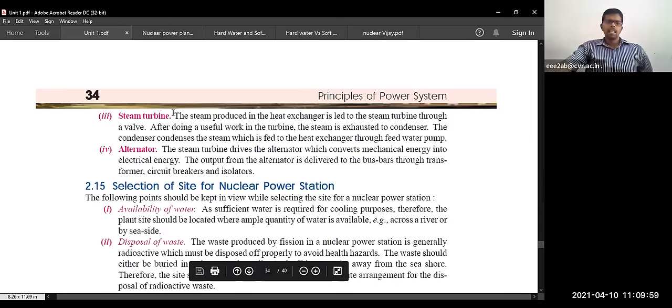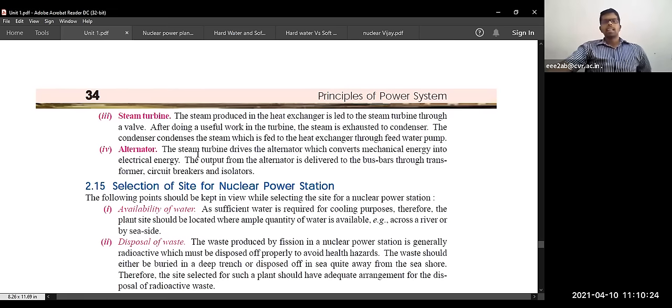So next is the steam turbine. The steam produced in the heat exchanger is led to the steam turbine through a valve. After doing useful work in the turbine, the steam is exhausted to the condenser. The condenser condenses the steam, which is fed to the heat exchanger through the feed water pump.